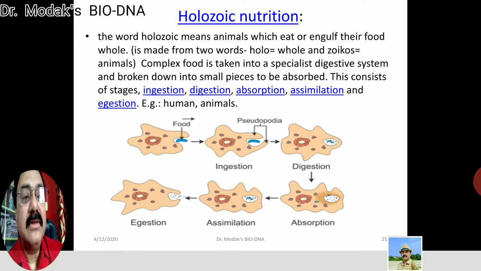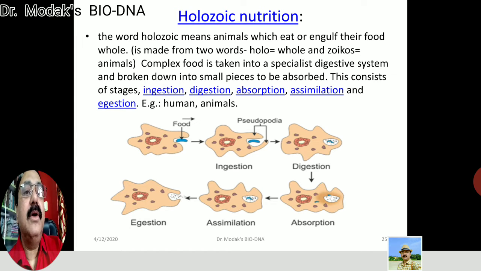After digestion, unwanted and undigested material is thrown out from the body, that we call egestion. Then the absorbed material is being utilized by the organism themselves for growth and development. Then it is circulated, and unwanted and undigested material is thrown out of the body, that we call egestion. So these 5 steps are important everywhere.